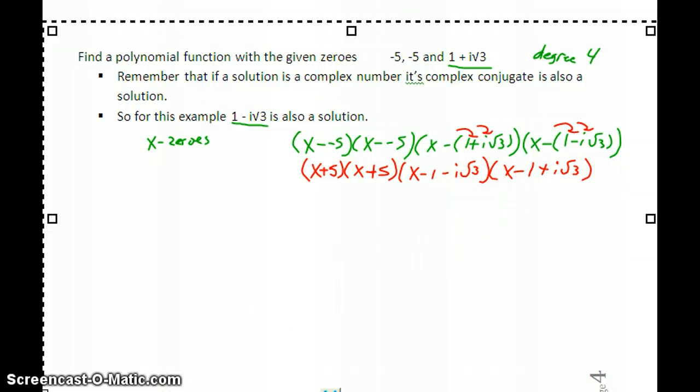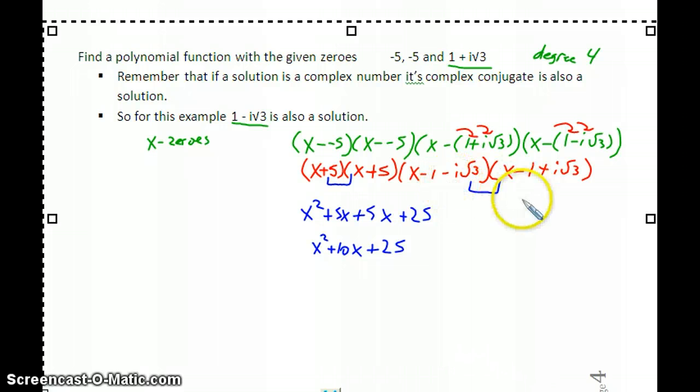Whenever you're dealing with conjugates, when you do the multiplying, multiply the conjugates together first. You're going to get the imaginary numbers to go away, which is going to make your problem a lot easier to deal with. And then likewise, let's multiply these two together by foiling, and then we can take those two answers that we get and multiply those together as well. So if we FOIL this, we end up with x squared plus 5x plus another 5x plus 25, which would give me x squared plus 10x plus 25.